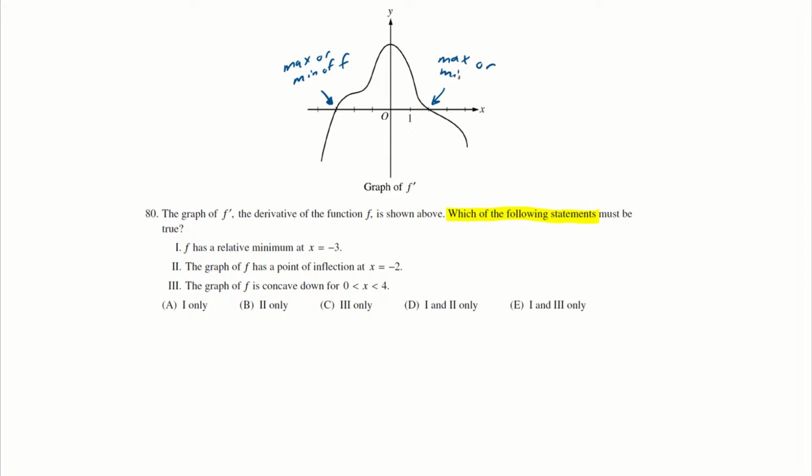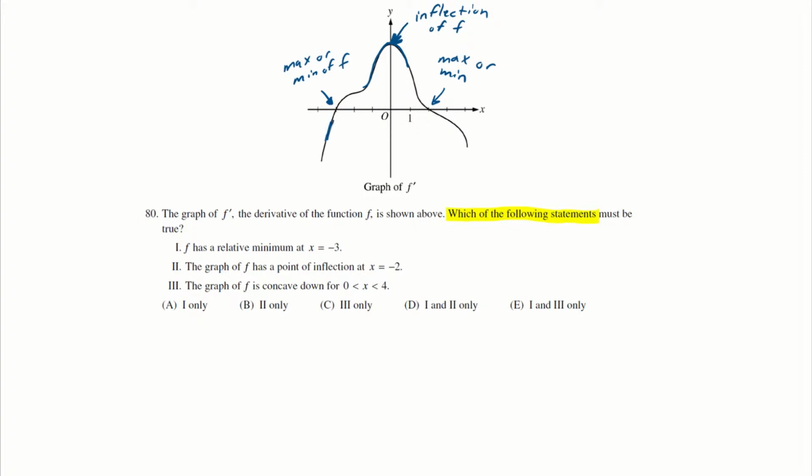And then you know at the max or min of your derivative, that is an inflection point for the original function. That's because right here, the slope is going from increasing to decreasing. So the slope of the original is changing from the slope is getting faster, and then the slope is starting to slow down. That's an inflection point.